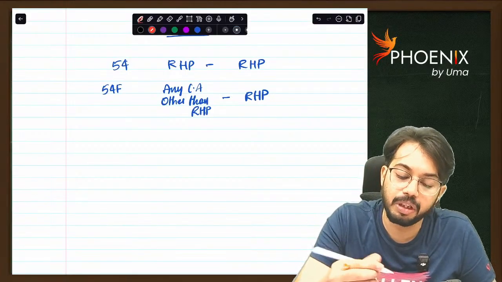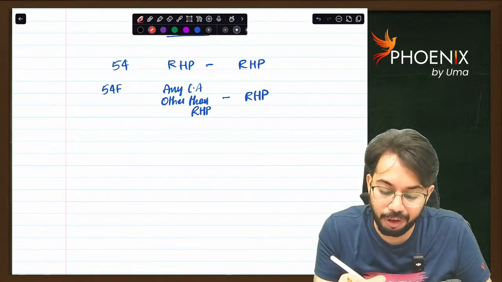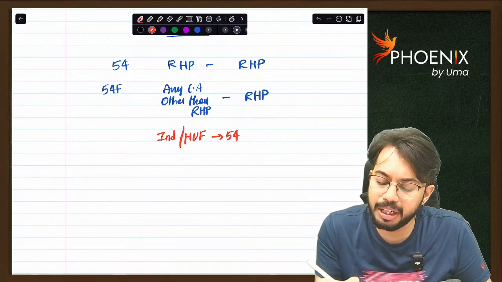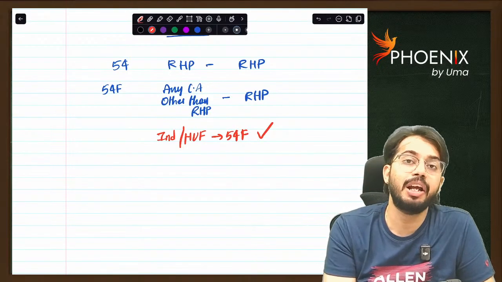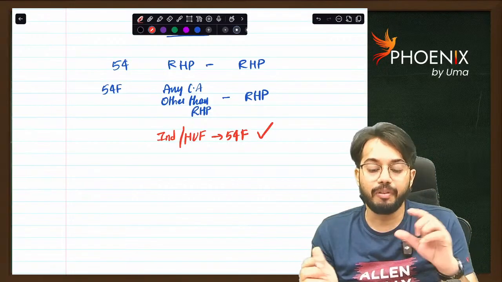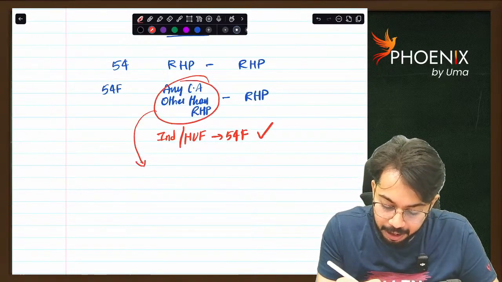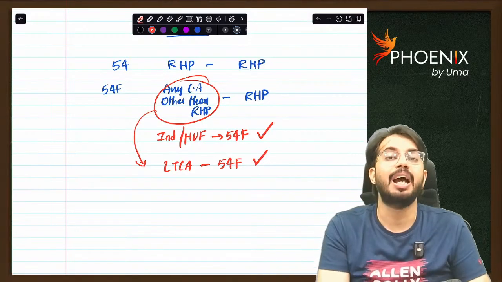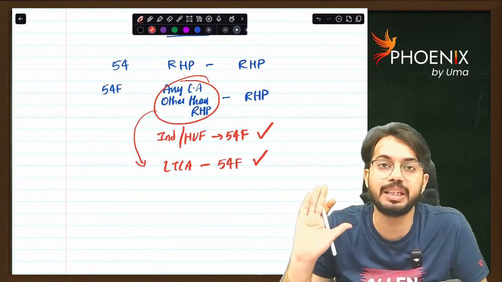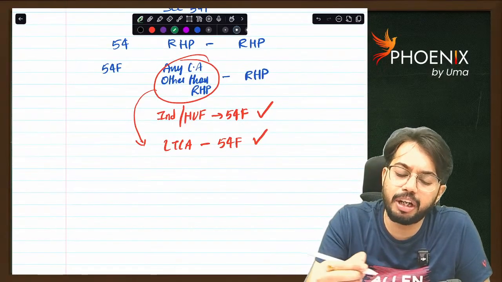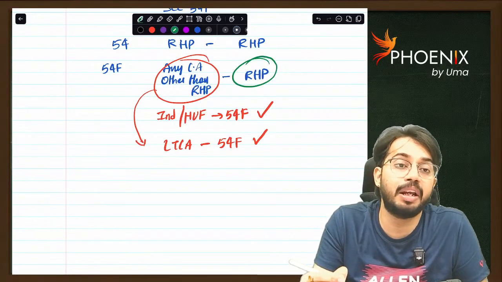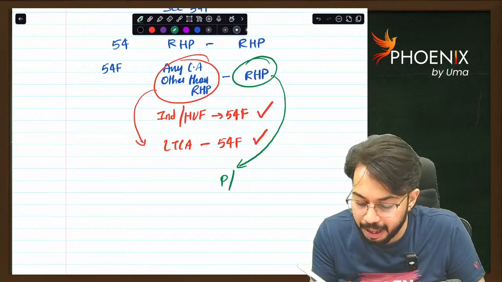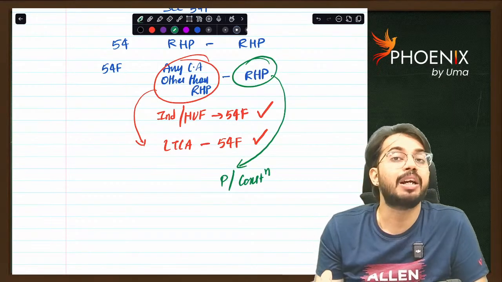Now, who can claim exemption under 54? Individual or HUF. Even under 54F also, exemption is available only for individual or HUF. Next, whatever the capital asset that you are transferring, it should be a long-term capital asset. Then only 54F exemption is available. Otherwise, exemption is not available. You need to make reinvestment in a new residential house property. That new residential house property can be either purchased or constructed.